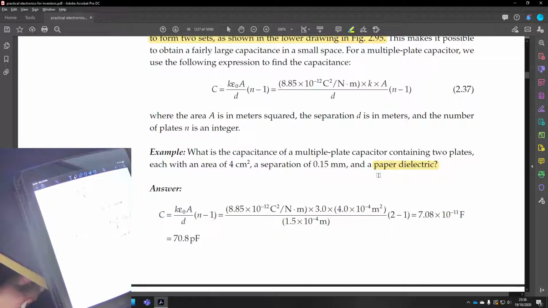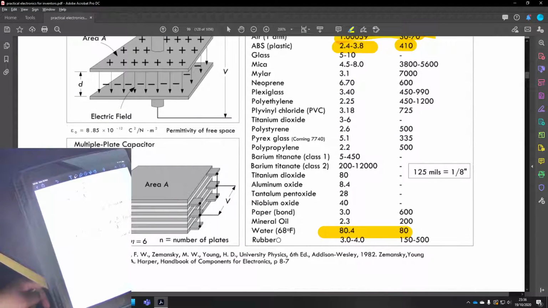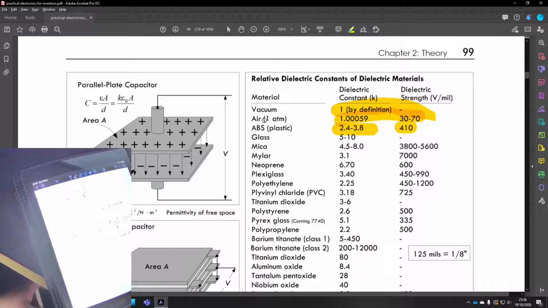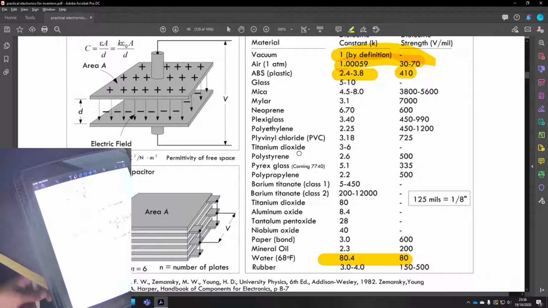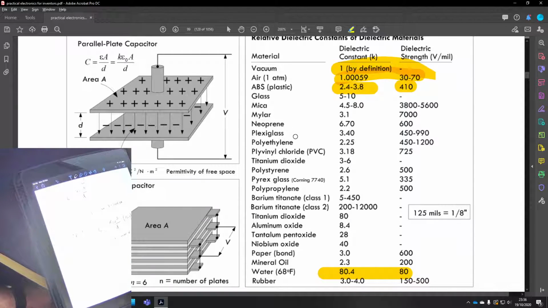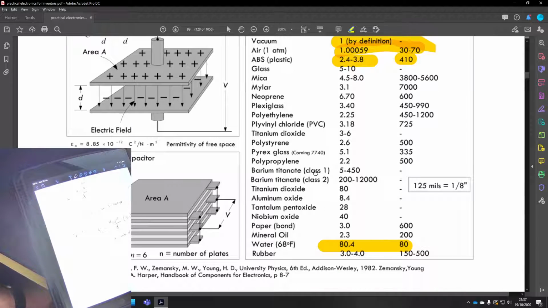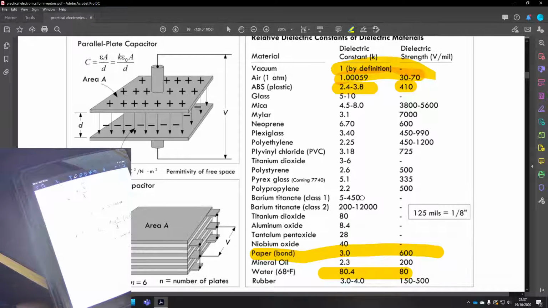They've got you. You have to use the table. That's brilliant. That is good, because that's very realistic. You're going to go and use paper. Where's paper here? Am I blind? I can't see paper. Where's paper? Vacuum, air, ABS, glass, the neoprene, plexiglass. Does paper have another name? Oh, paper, bond, paper. There we go. Interesting. Okay, this is gonna be fun.